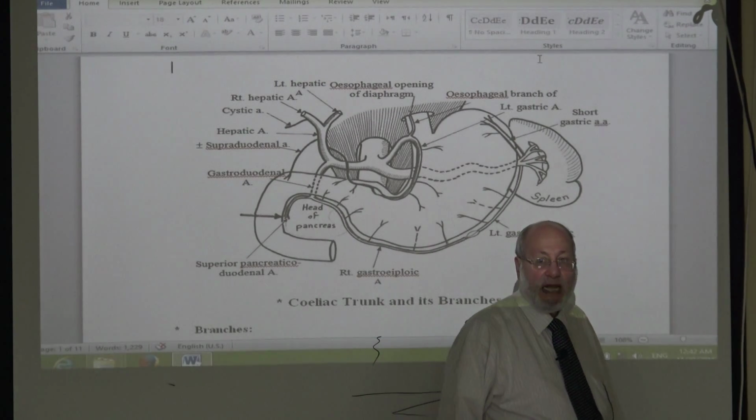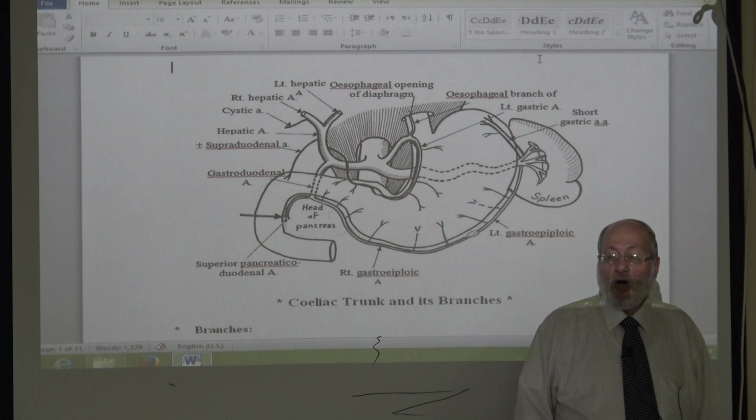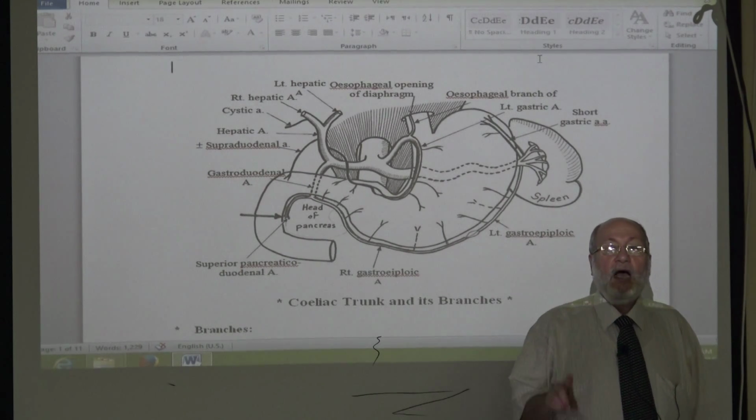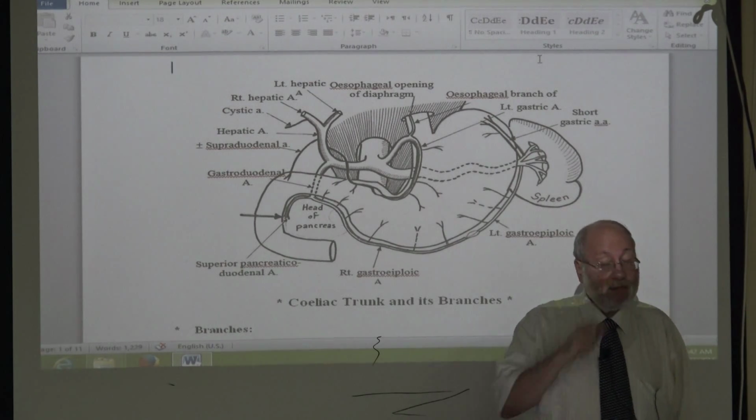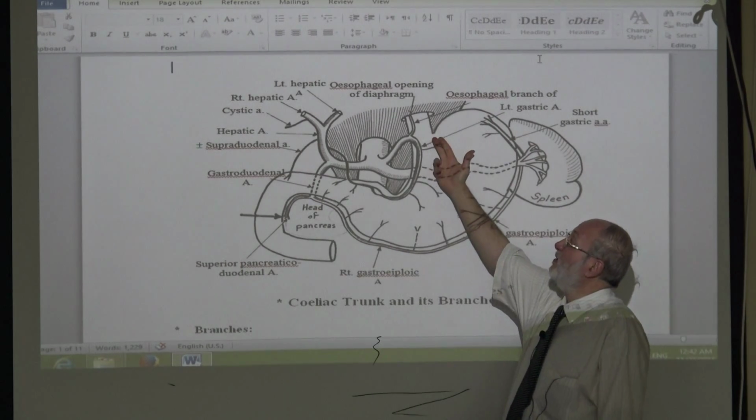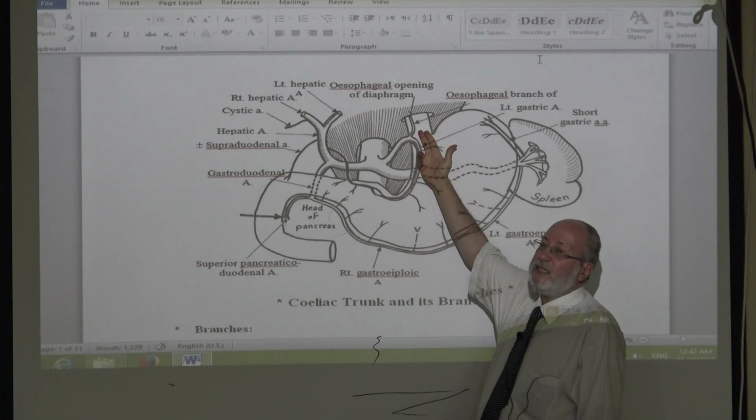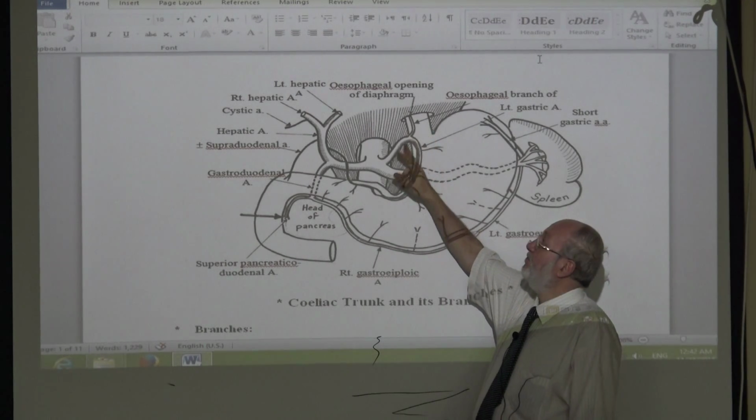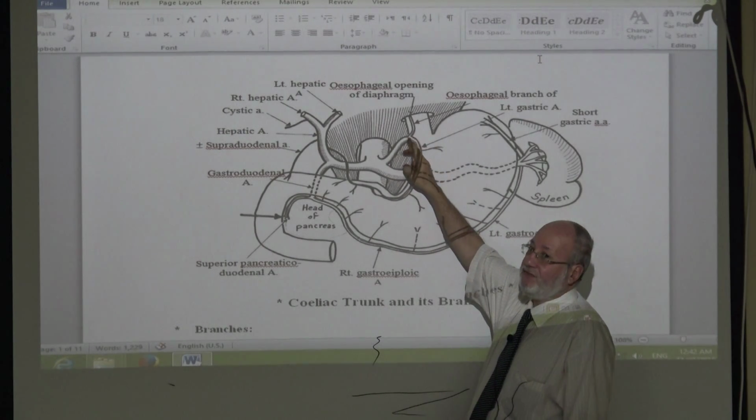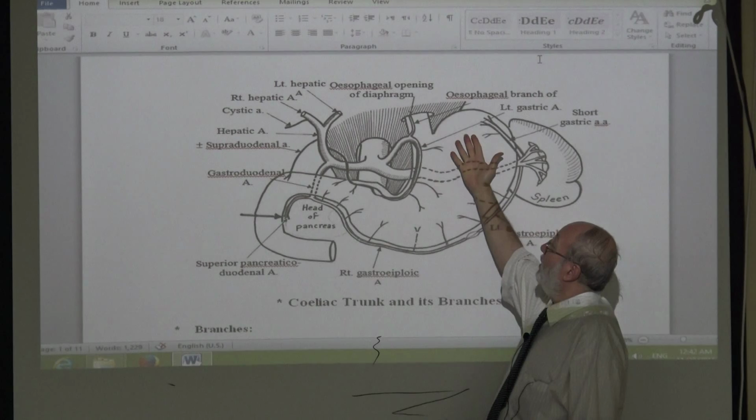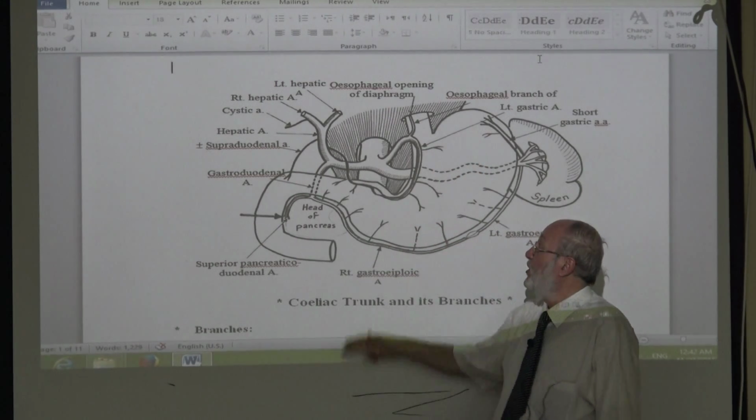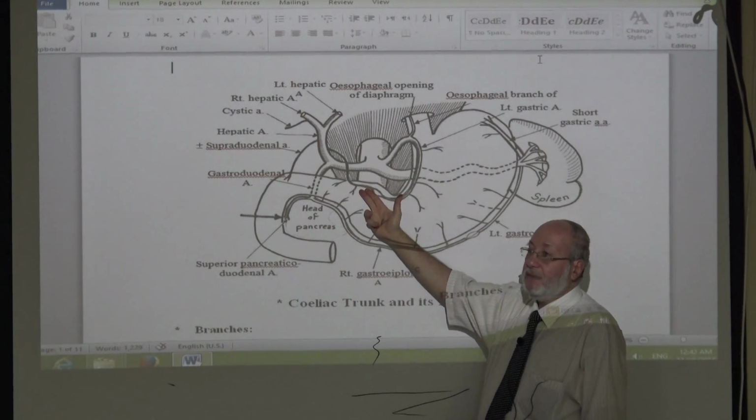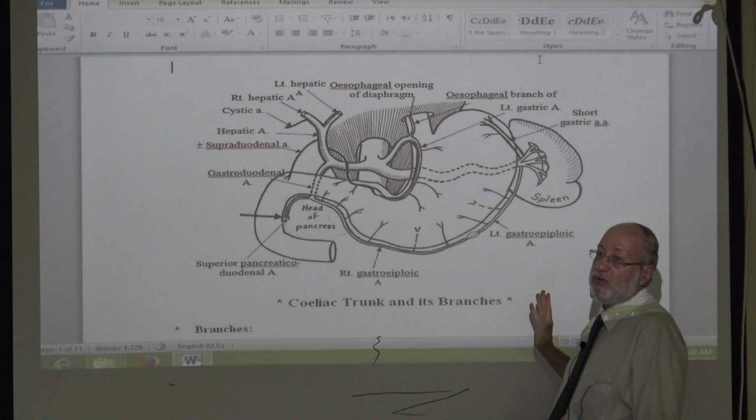Bravo, the celiac trunk supplies all the structures that arise from the foregut. Revise. It supplies the abdominal part of the esophagus by the esophageal branch of the left gastric. It supplies the stomach by 5 arteries, 2 on the lesser and 3 on the greater curvature.